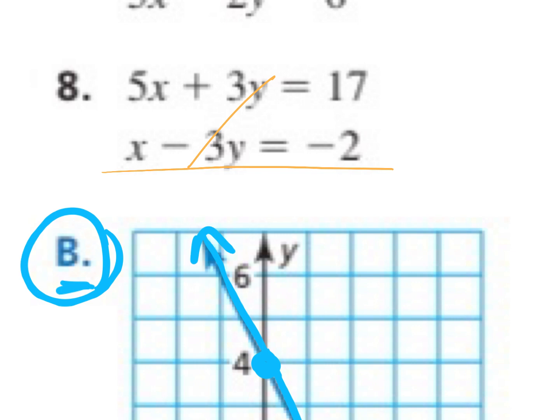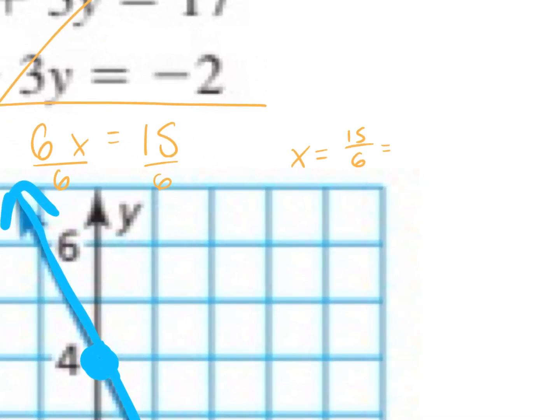What's 5x plus x? 6x. And what's 17 minus 2? 15. What do I do next to solve for x? Divide both sides by 6. So x is equal to 15 over 6. Can I simplify that fraction? I can divide the top and the bottom both by 3. So that would be 5 over 2.